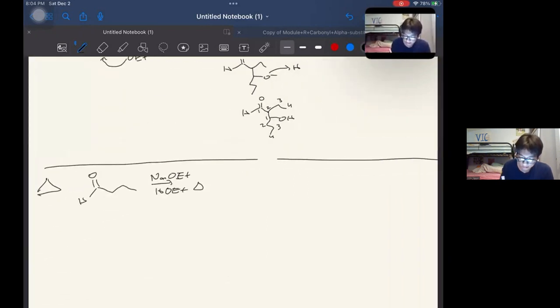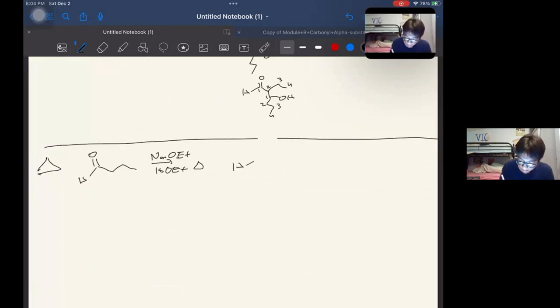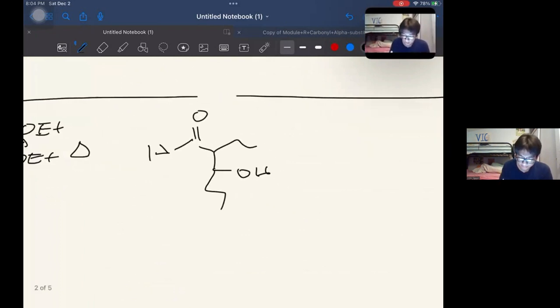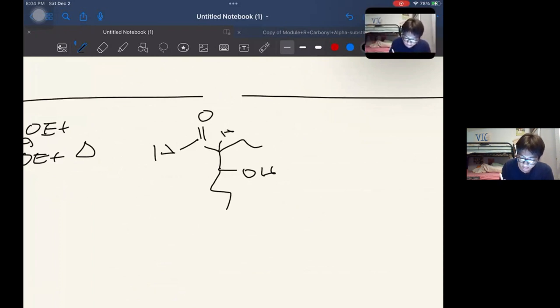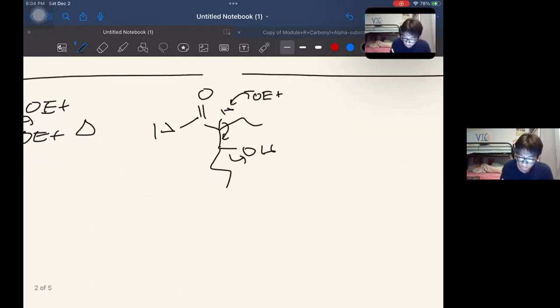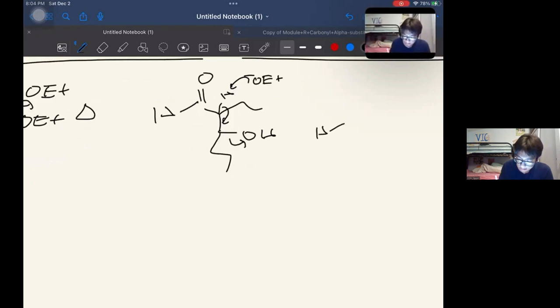It can actually undergo another reaction to take off the OH, and it can only be done with heat because OH is a poor leaving group. The way it's done is that another alpha hydrogen is pulled off by an OEt minus, forms a double bond, and it causes the OH to fall off. And it looks something like this.